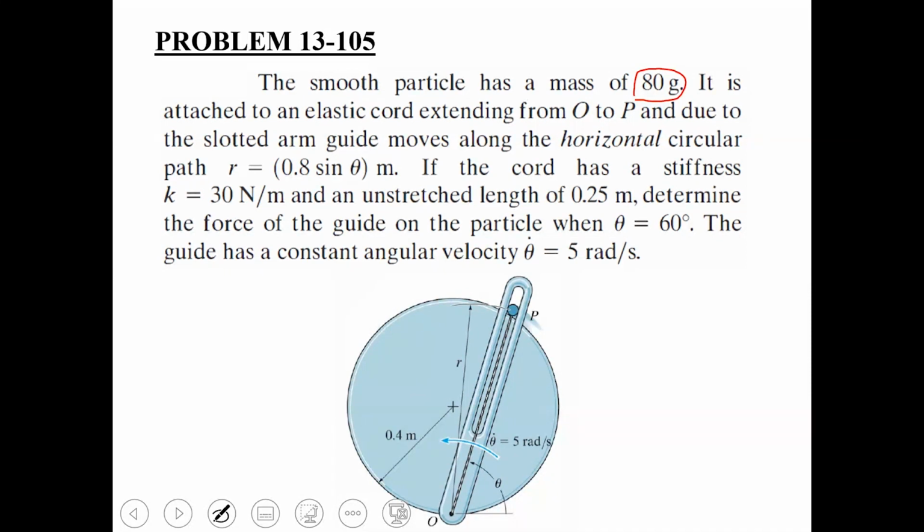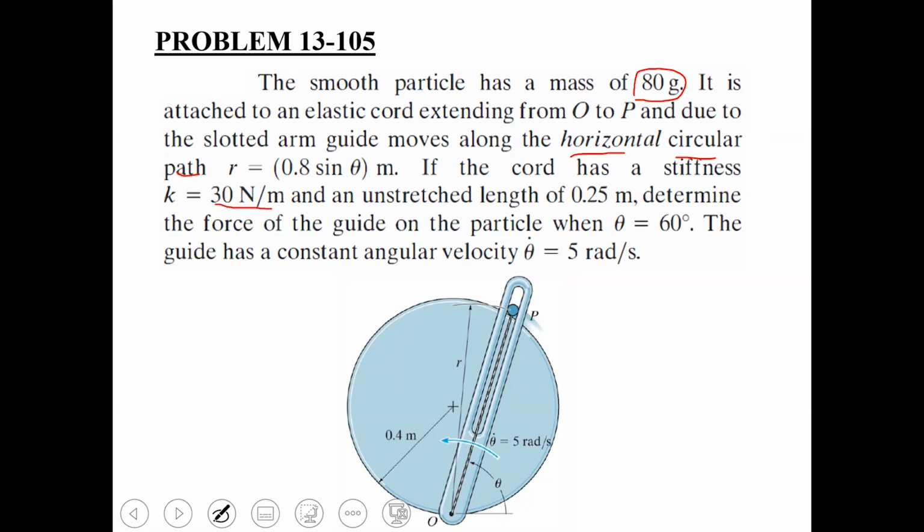It is attached to an elastic cord extending from point O to point P, and due to the slotted arm guide, this particle P moves along the horizontal circular path. So you have this circular path on which the particle is moving. Why is it moving? Because of the rotation of this guide rod, which is rotating at a speed of 5 radians per second. If this cord has a stiffness of 30 newtons per meter.